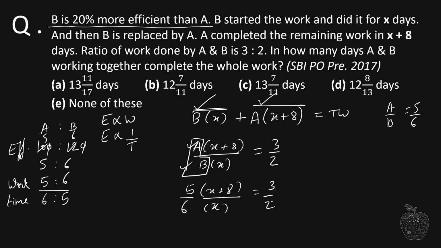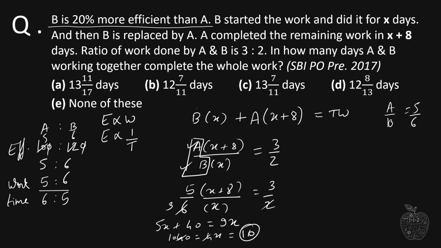Now let's just solve this. 2 3s are 6, so we get 5(x plus 8), 5 8s are 40, is equal to 3x into 3, we get 9x. So we get 40 is equal to 9x minus 5x, 4x. 4 10s are 40, so we get the value of x, which is 10. We got the value of x.